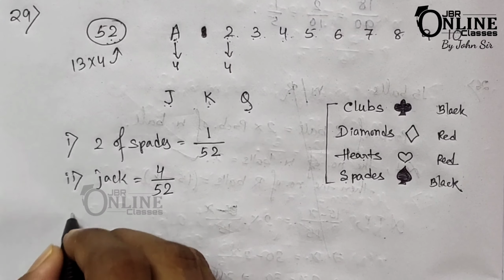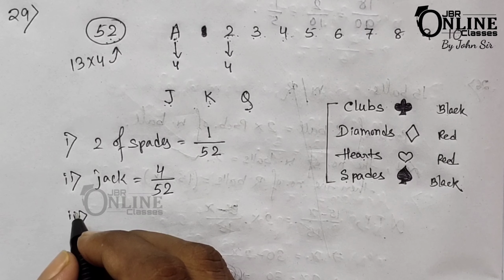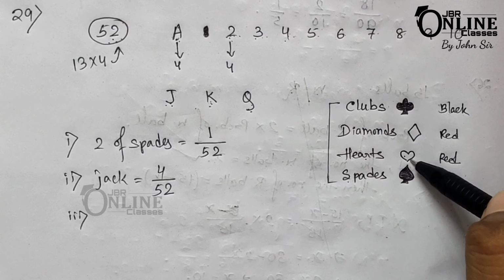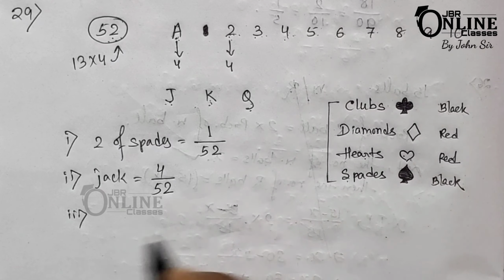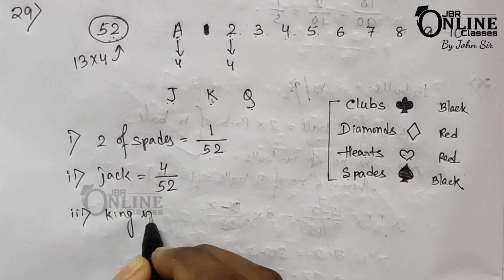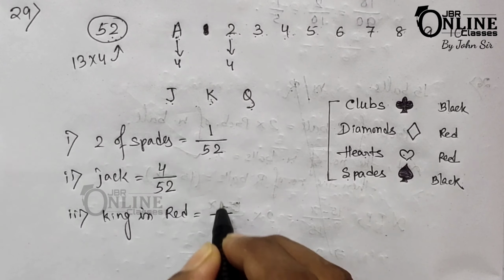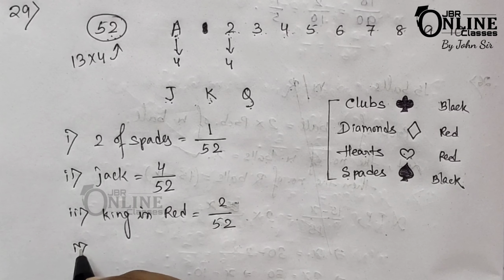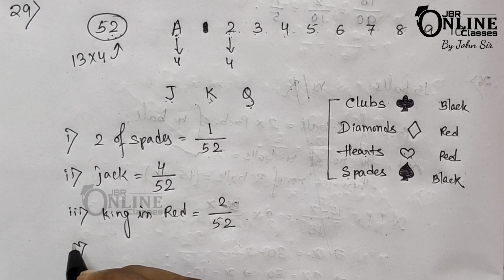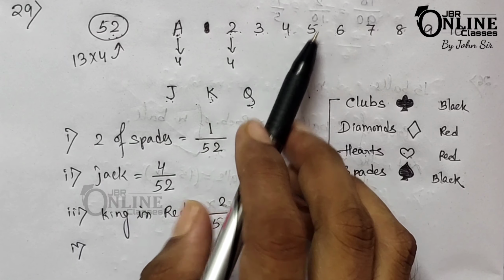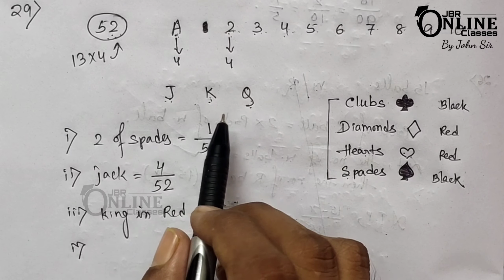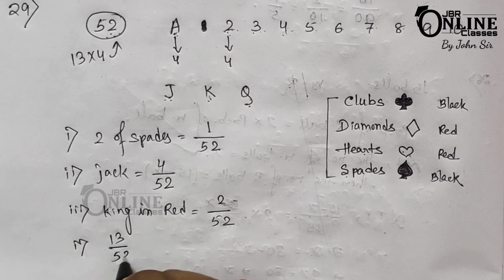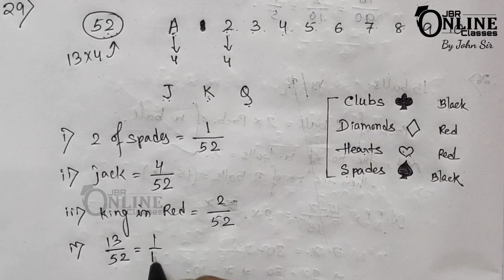Now number 3, a king in red color. King in red means diamonds and hearts are red, so that means 2. So the probability of a king in red is 2 by 52. Now number 4, a card of diamond. Each suit has 13 cards, so there are a total of 13 diamond cards. So the probability is 13 by 52, and that equals 1 by 4.